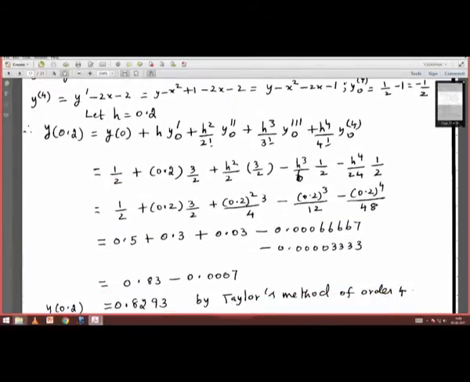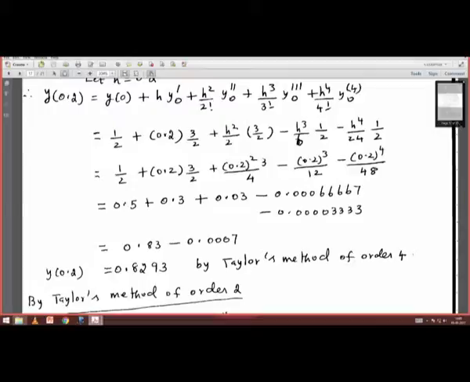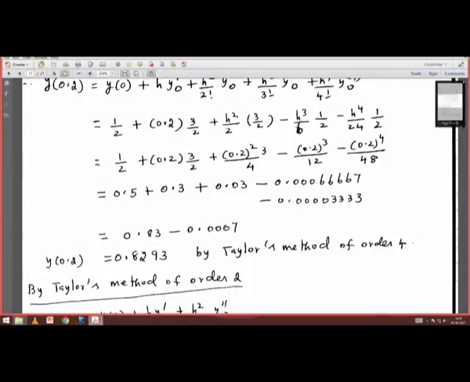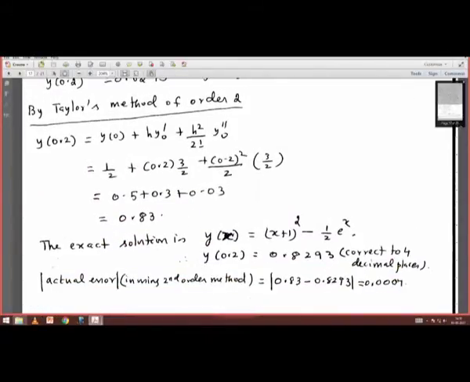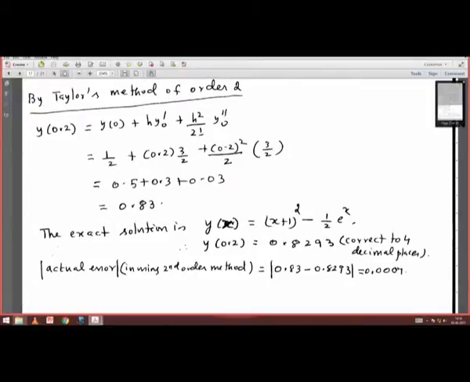So, y at 0.2 will be y of 0 plus h y dashed of 0. Since we want to use Taylor series method of order 4, let us compute the solution with order 4 first. So, we have terms up to h power 4 by factorial 4 into the fourth derivative, and we already have these values computed. Substituting, you end up with the solution that y at point 2 is 0.8293 by Taylor series of order 4. Now, let us compute the solution using Taylor series method of order 2.